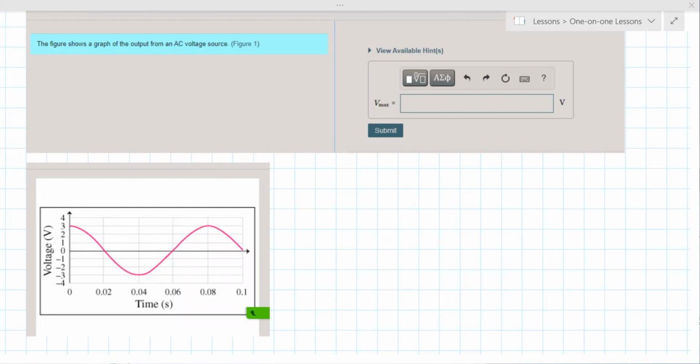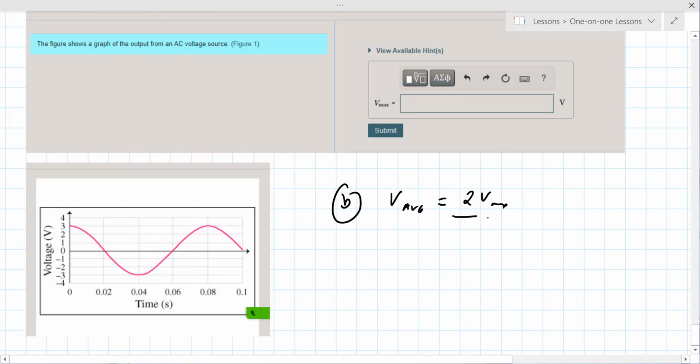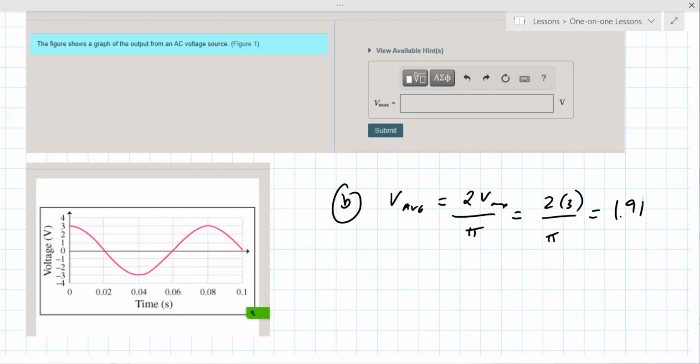Although this does something. Oh, average. I see. Wow, this is weird. I haven't seen this in a while. So V average is 2 V max divided by pi. So it'd be 2 times 3 over pi, which is about 1.91 volts. Okay. Give that a try, please. Incorrect.